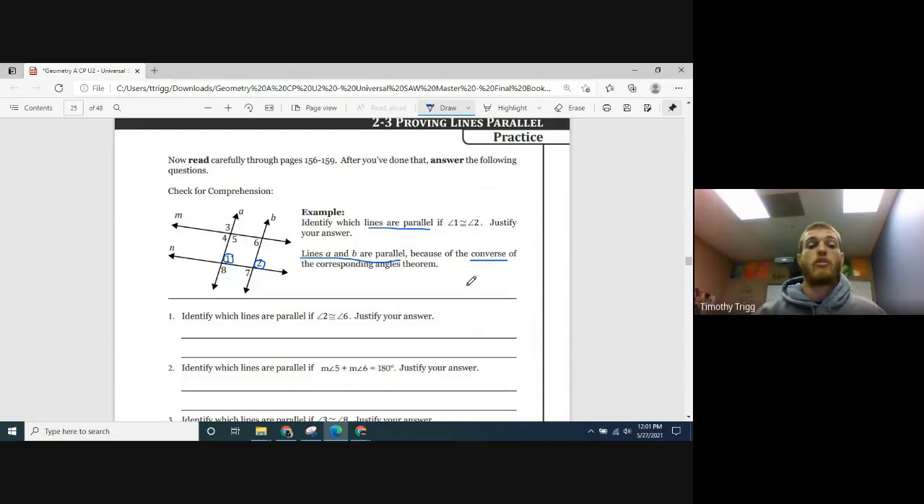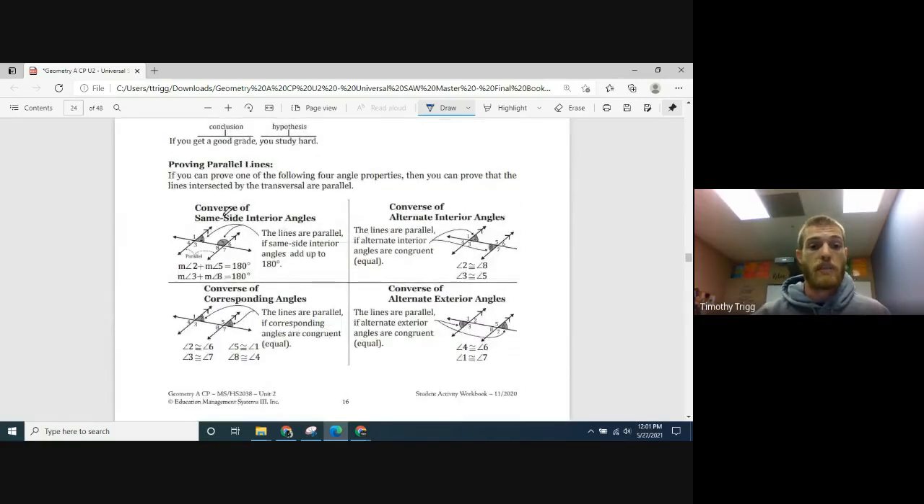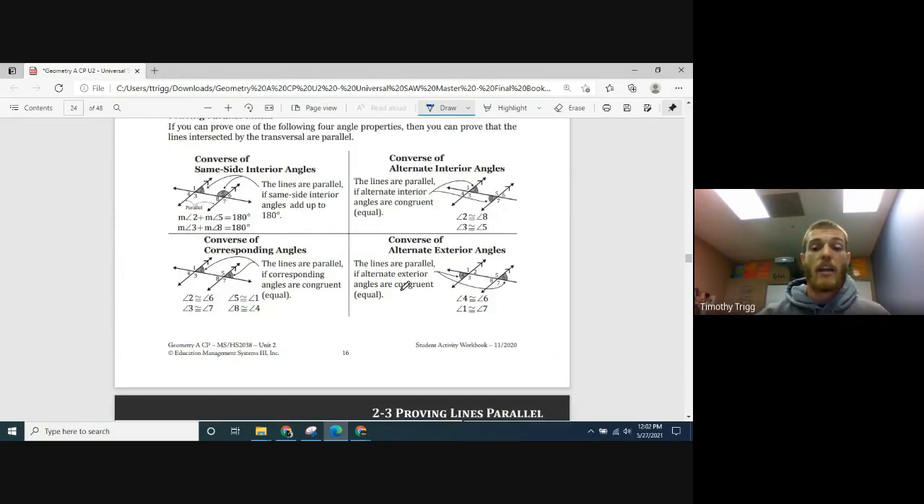So there's many converses here. You've got the converse of same side interior, converse of alternate interior, converse of corresponding angles, and converse of alternate exterior angles. All of these basically serve the same purpose, so it's nothing really new you need to learn. It's just that whenever you're showing the lines are parallel, anytime you say, oh, these lines are parallel because, you're going to be using one of these converses, such as converse of same side interior or converse of alternate exterior. And the relationships between the angles are the same ones you've already learned.